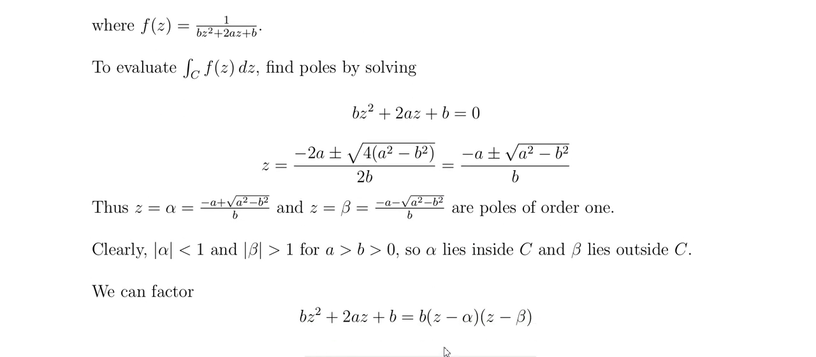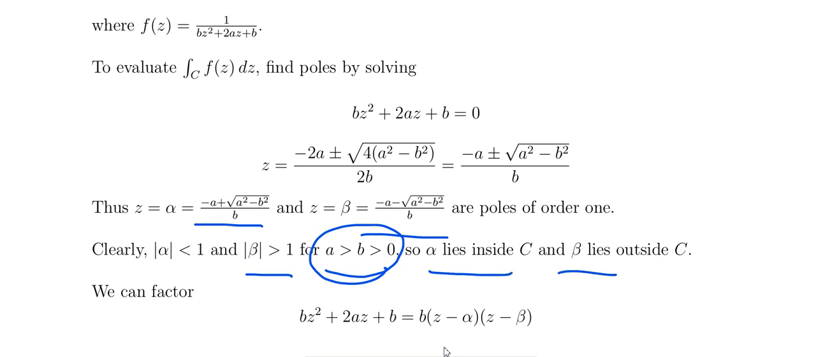Here a greater than 0 and b greater than 0 are given. From this idea, mod alpha is less than 1 and mod beta is greater than 1, because a is greater than b. Alpha lies inside and beta lies outside.